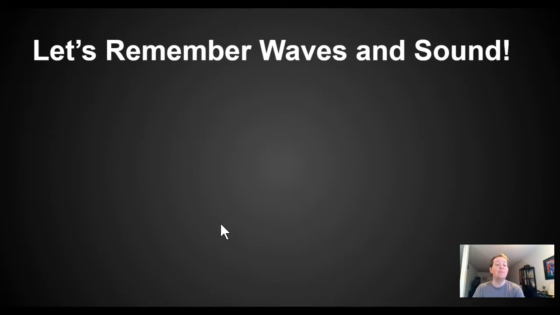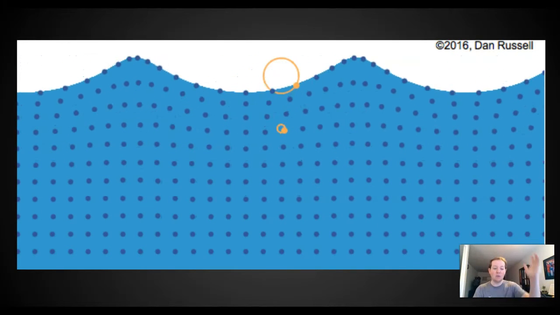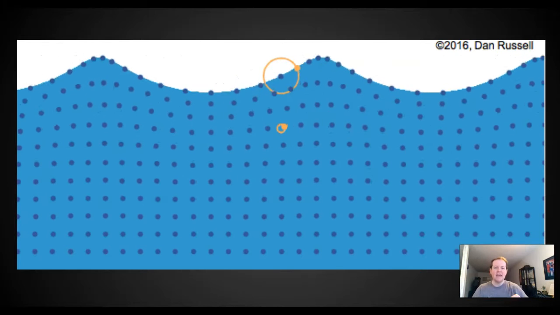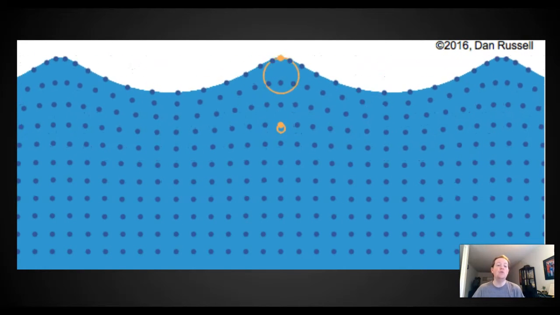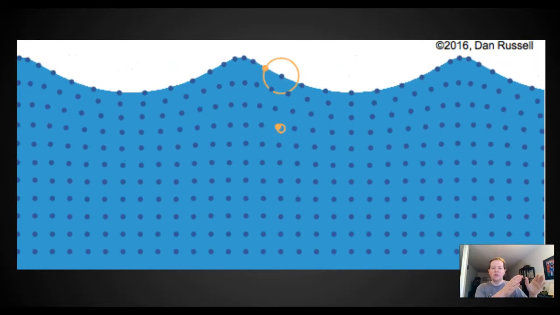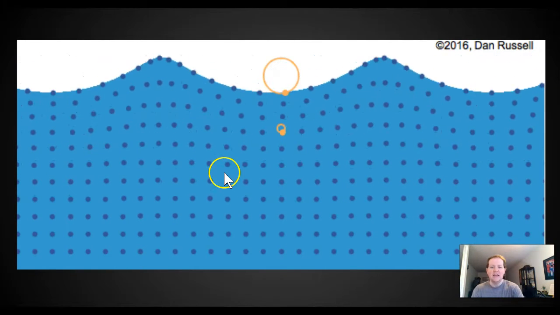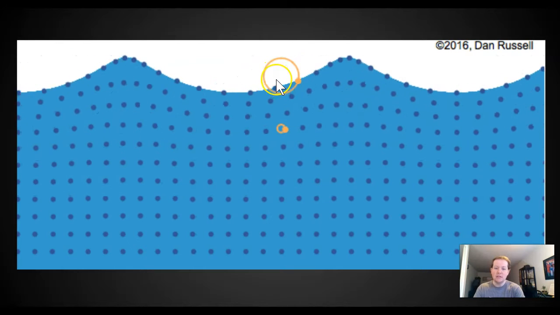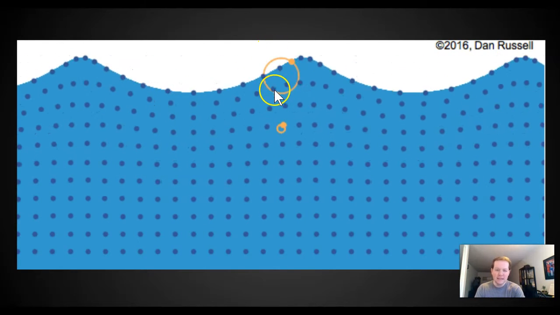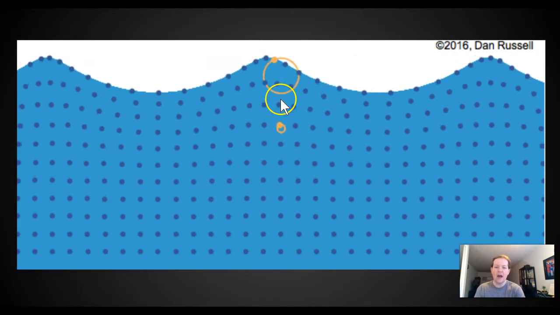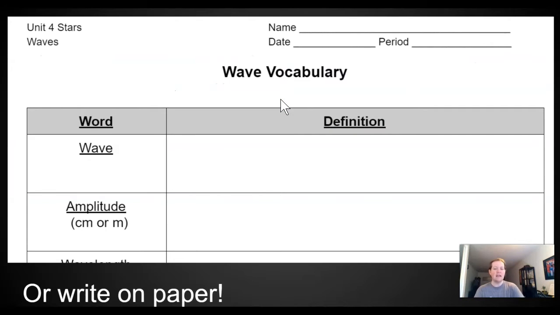Okay, so let's remember waves and sound. Remember, this is a wave. It is a way to move energy. Look at this wave. It's moving energy across. If you were in a boat, you would go up and down, up and down. Oh, we're learning about waves.